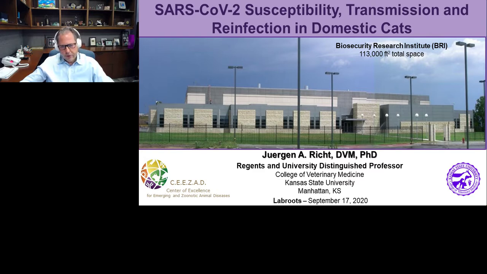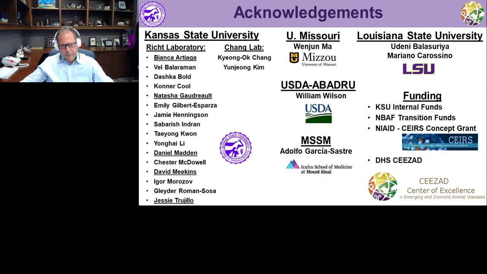All the work we do is in a BSL-3 Ag facility, which is shown here, the Biosecurity Research Institute at Kansas State. Before I start, I will acknowledge all the people who were involved in these studies. It takes a village to do all this work. In my laboratory, there are many people involved, and I want to mention Bianca, Natasha, Daniel, David, and Jesse mainly for really great work, and the Chang lab at Kansas State, who does the pseudoviruses.